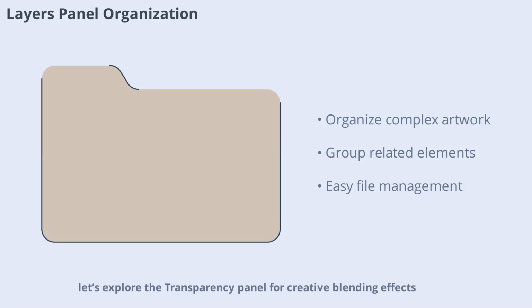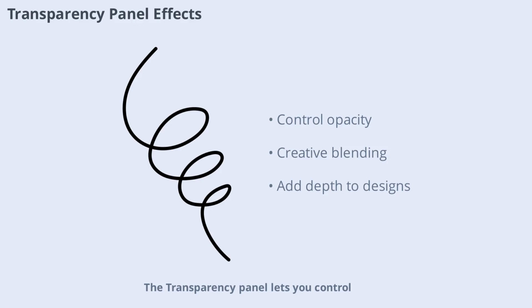Now, let's explore the Transparency panel for creative blending effects. Transparency panel lets you control the opacity and blending modes of objects. By adjusting these settings, you can create overlays, soft shadows, and unique visual effects.